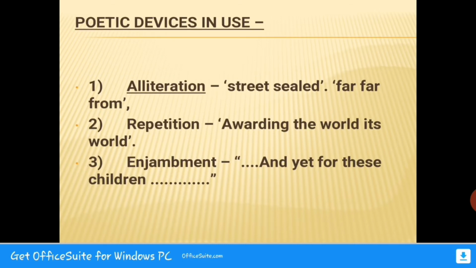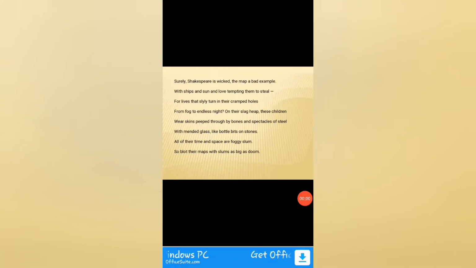The poetic devices used in the second stanza are alliteration, repetition, and enjambment. Now let's take a look at the third stanza. In the third stanza, the poet calls Shakespeare wicked and the map a bad example, as in their life, literary training is a far cry.